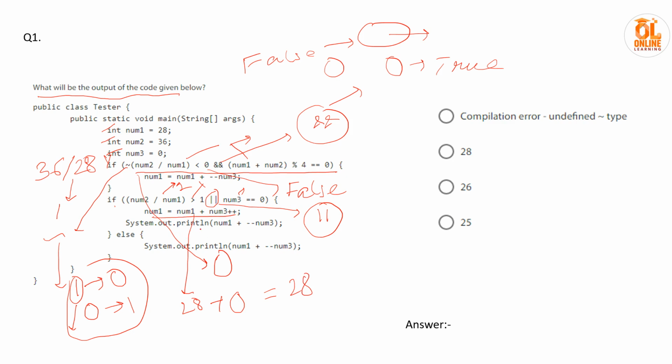Now when you print, num1 is 28 here, plus num3 has now become 29 because it is getting incremented. In the next line it will be changed to 1, but here we have minus minus as a pre-decrement operator, so it will decrement first and then assign. So minus minus 1 will again become 0. So what will be our final result? 28 plus 0 is equal to 28. Your option will be B.